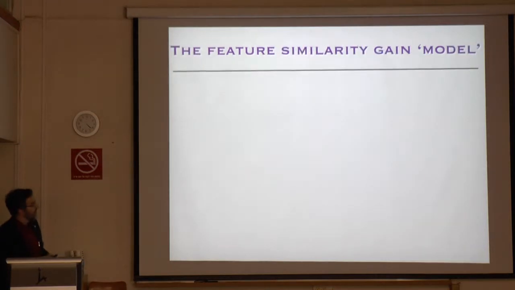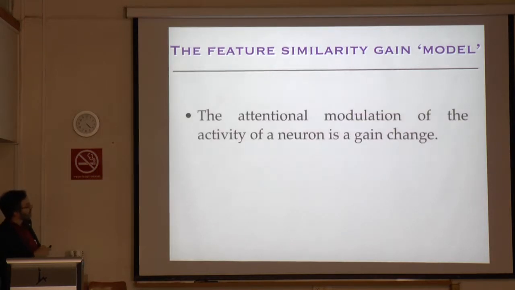And we try to capture this in something I hesitate to call a model. It's more of a descriptive way of dealing with our data. The idea behind the feature similarity gain model is to predict the attentional modulation you might observe in a given situation, and it's really only based on two factors. One factor is that it's a gain change. I showed you that at the beginning with the scaling up and down of the tuning curve. But if you want to know whether this gain change is large or small, or whether it's a suppressive or an excitatory effect, all you need to look at is the feature similarity.